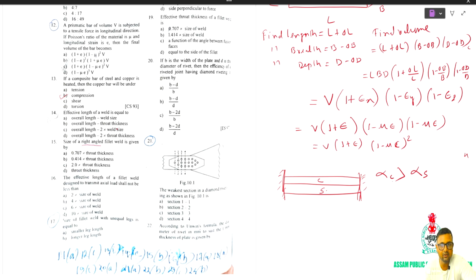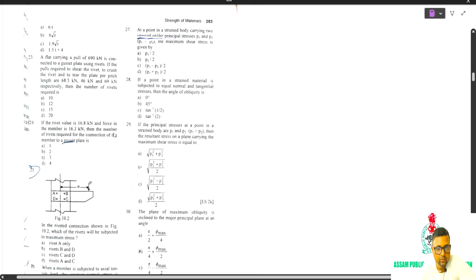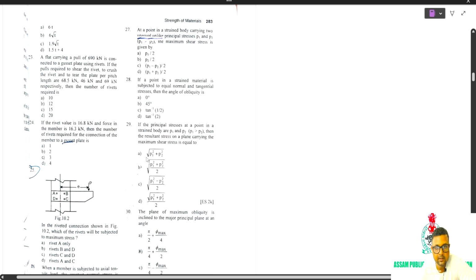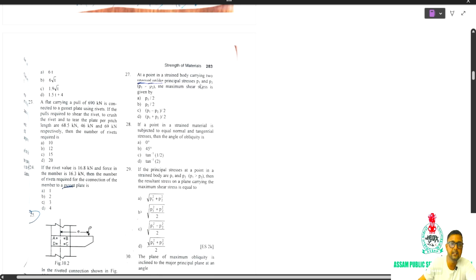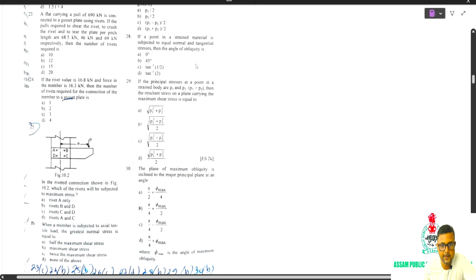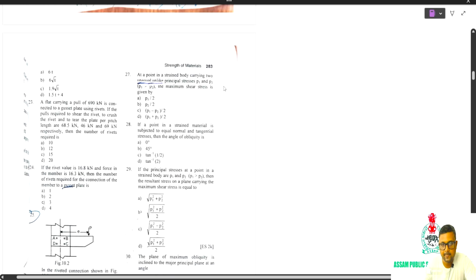Now this is for steel, this part is not required, so let us directly move to the principal stress question, question 27.